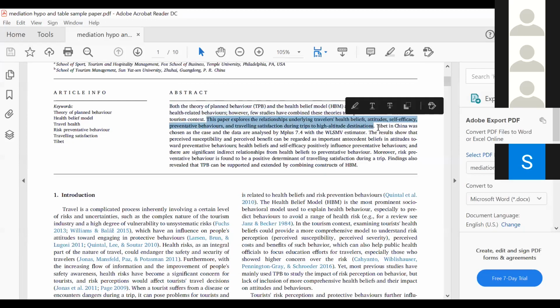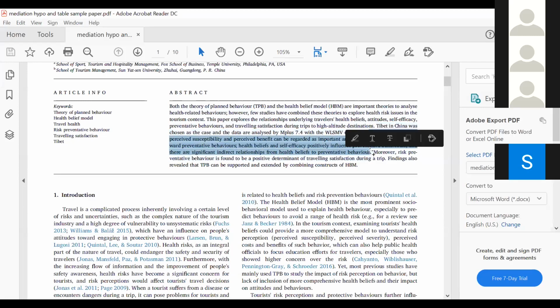Okay. Yes, this line, Tibet in China was chosen for the case study. This is nothing but sampling. It is research methodology. Yes. The results show so and so, so and so. This is nothing but chapter number 4, result. Moreover, this is nothing but chapter number 5, conclusions, finding. So abstract does not include only the industry problem.